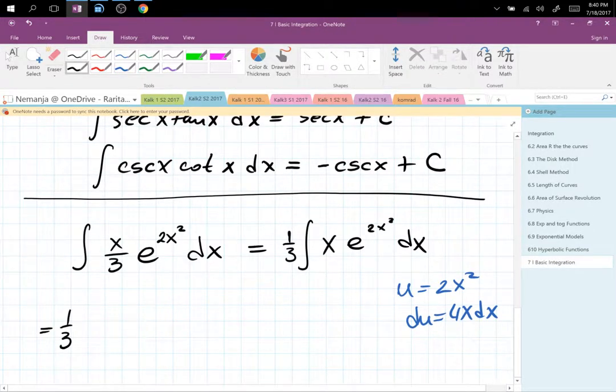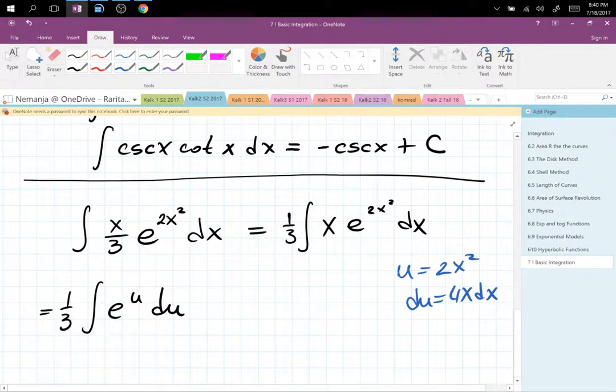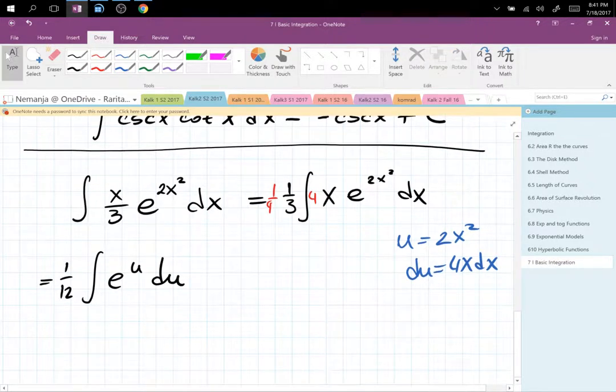That's 1/3 integral of e to the u du. Or no, I lied. I need a 4 and a quarter in front. So that's a 12. There we go, much better. And we have 1 over 12. E to the u is e to the u, so 1/12 e to the 2x squared plus c.